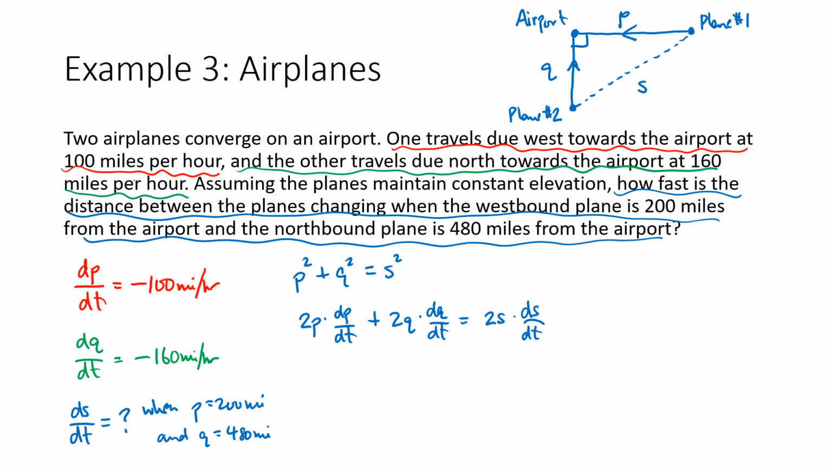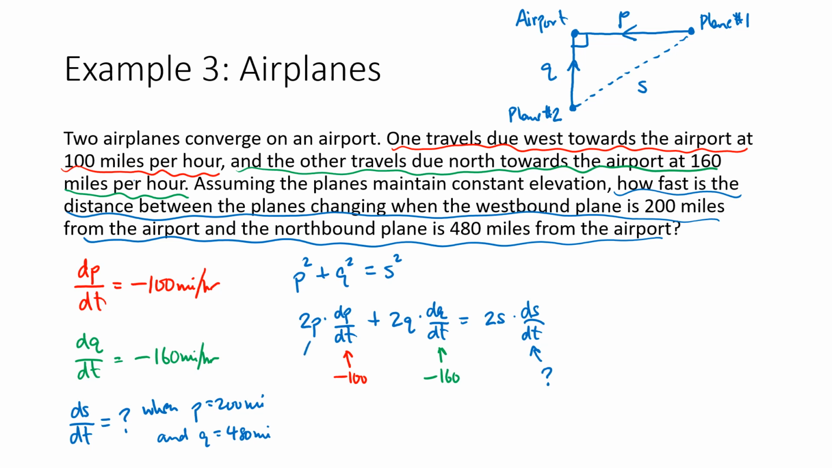So remember, the chain rule says you take the derivative of the outside function, and then you multiply by the derivative of the inside function. Okay, so now we're going to plug in all the stuff that we know. So we know that dp/dt is negative 100. We know dq/dt is negative 160. ds/dt, that's what we're looking for, so we're not supposed to be able to plug in for that. That's the thing we want to solve for eventually.